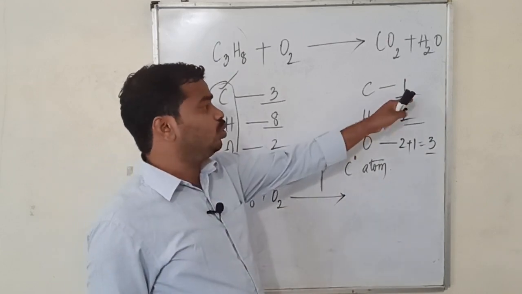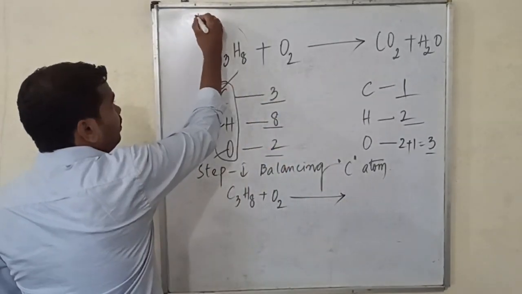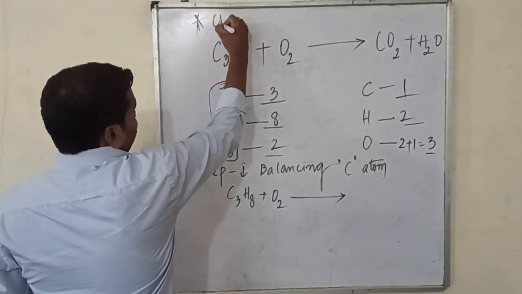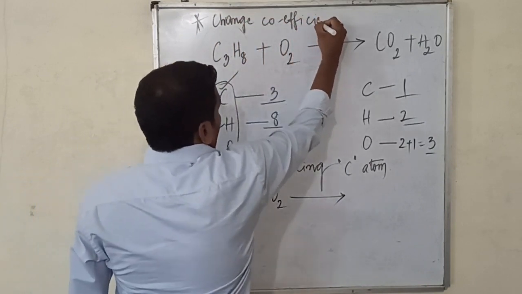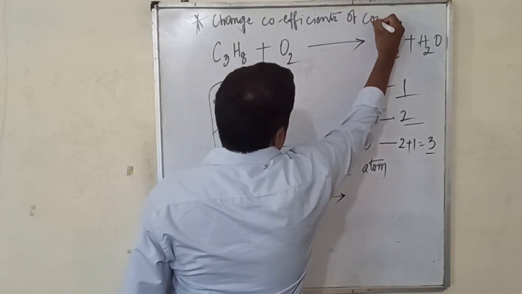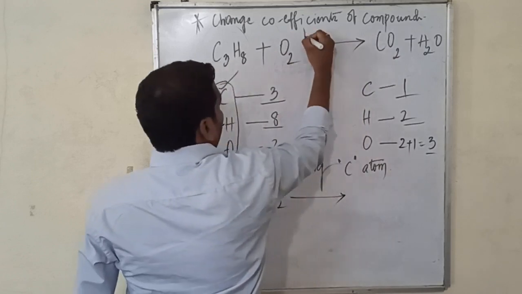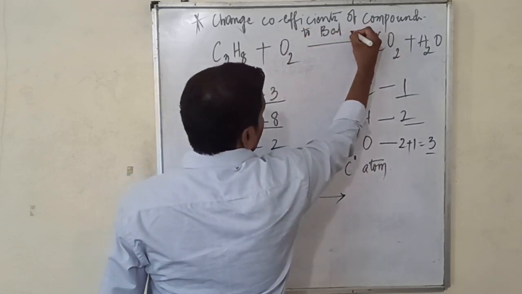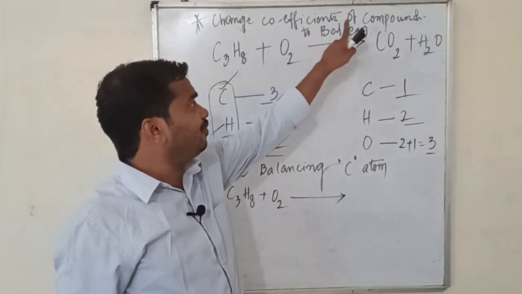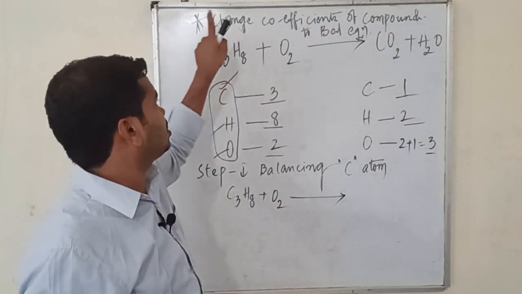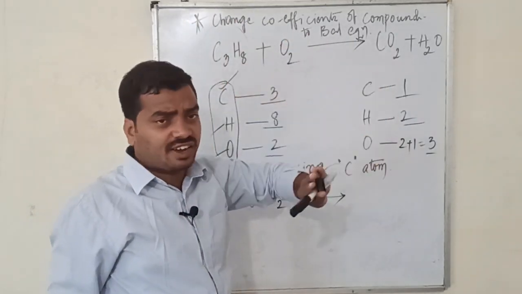So what are you going to do here? It is 1. So try to change. It's a start point. Never change suffixes. Change coefficients of the compound to balance the equation. This is a start point, remember. Never change the suffixes.